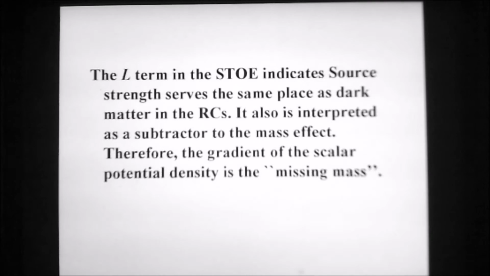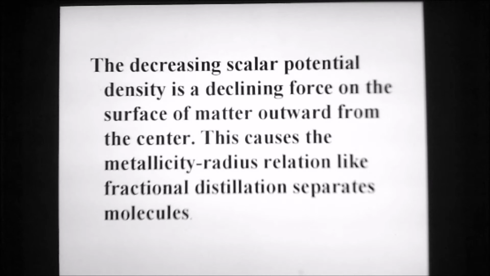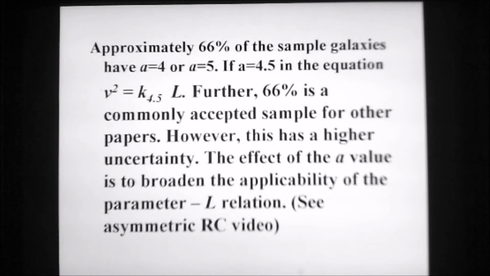Therefore, the gradient of the scalar potential density is the missing mass. The decreasing scalar potential density is a declining force on the surface of matter outward from the center. This causes the metallicity radius relation, like fractional distillation separates molecules.